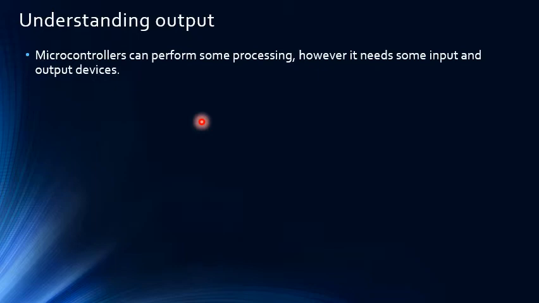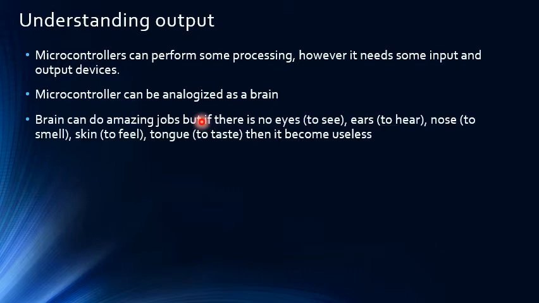As we know that microcontroller can perform some processing. Yeah, microcontroller can do many things. However, it needs some input and output devices. So if we do some analogy, the microcontroller can be analogized as a brain. You know, brain can do amazing jobs. It can recognize something. It can be used for thinking something. Yeah, but the brain requires some input devices like eyes, ears, nose, or skin.